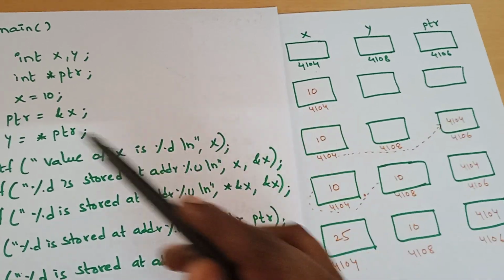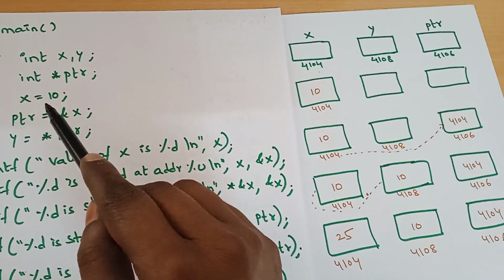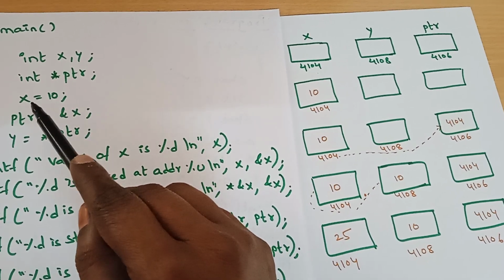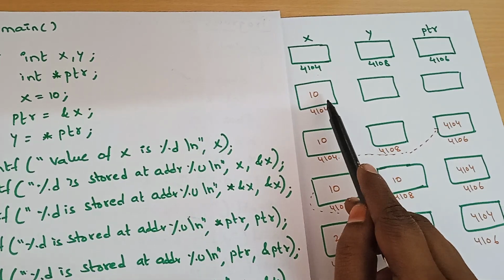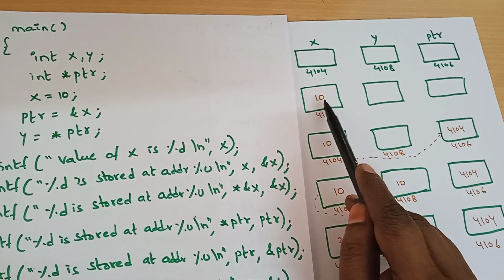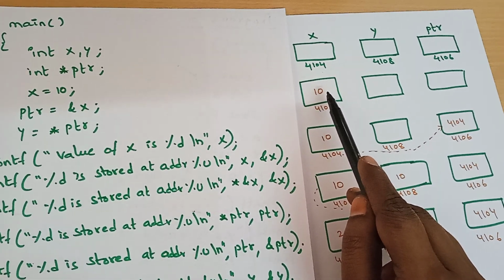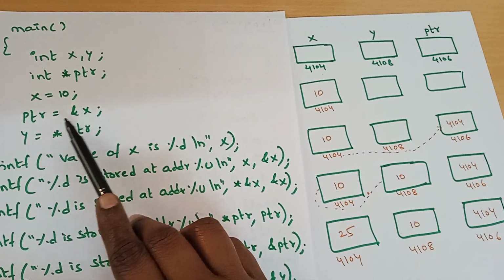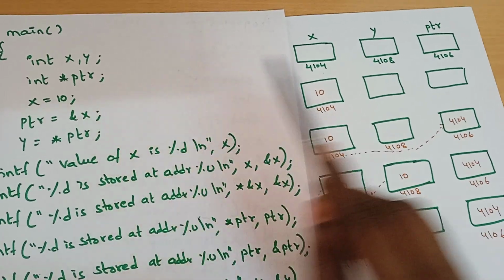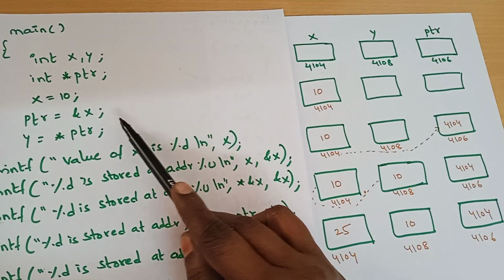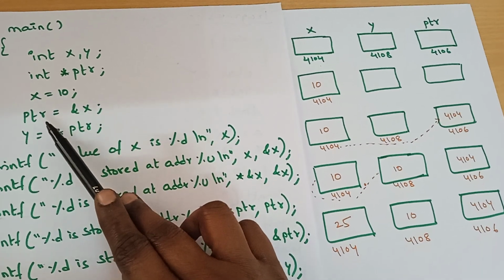Now let's see. x = 10. What does it mean? I am initializing the value of x. Now 10 will get placed into the x location. Now ptr = &x. Now x has one address, which is 4104. Now that is given to the pointer variable.